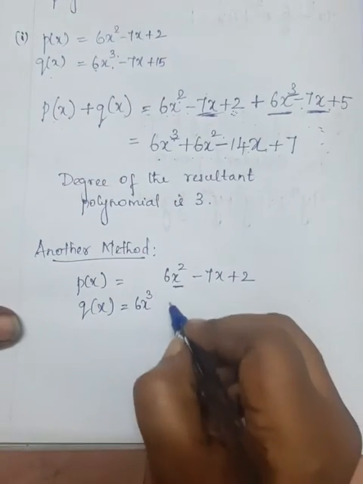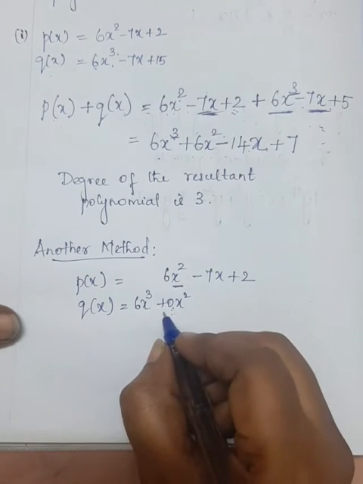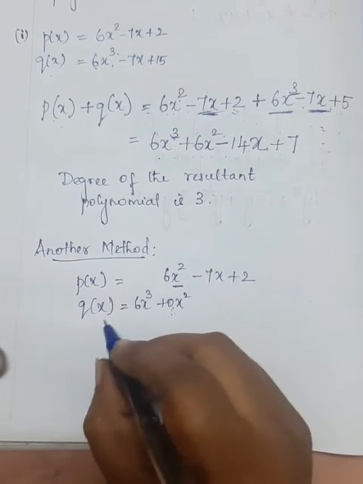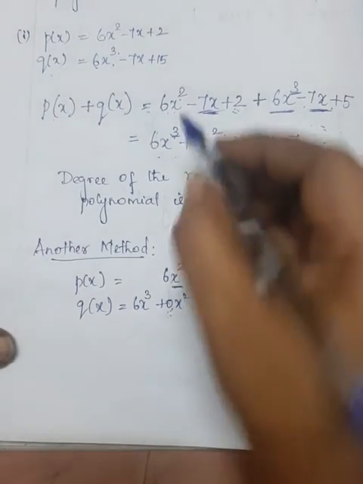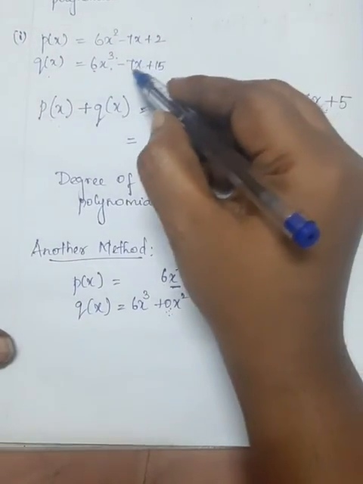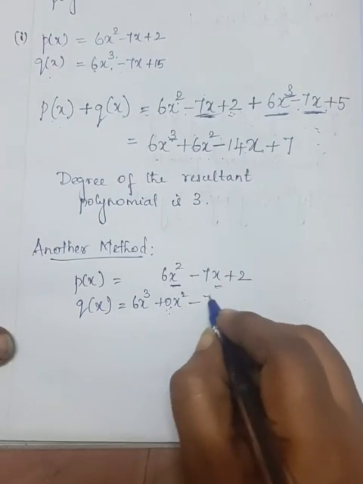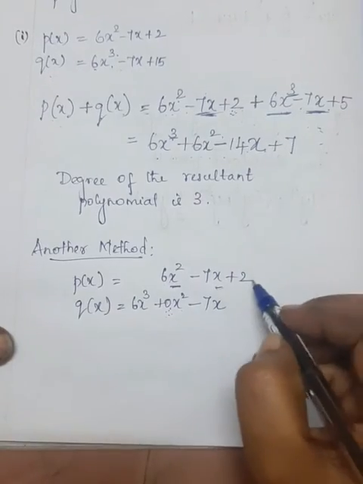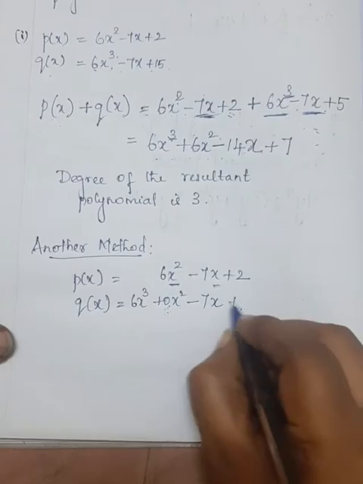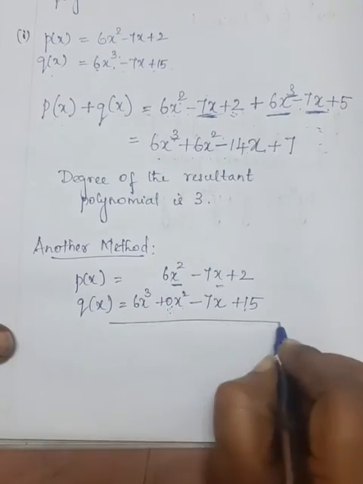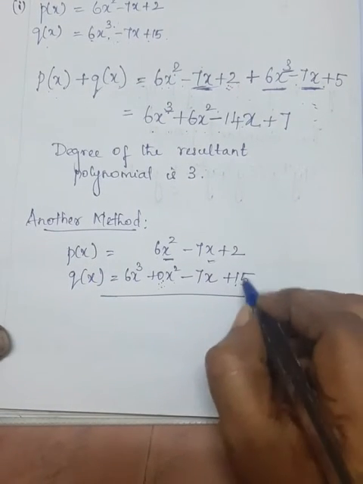So below the 6x square, you should write plus 0x square, because we don't have an x square term in this q of x polynomial, I should write 0x square. Next, below the x term, you should write the x term. The x term in q of x is minus 7x. Then below the constant, you should write the constant of q of x, which is plus 15. Understood, children? So now I am going to add these two, as you will add in your lower classes.